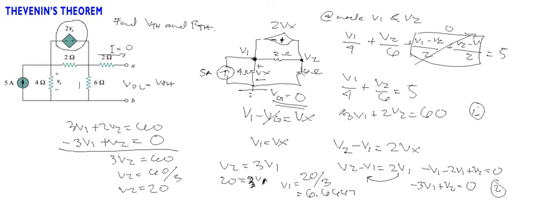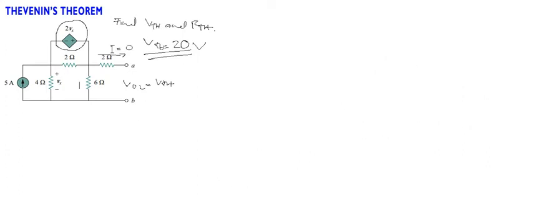Ang hinanap natin is actually yung V2 natin, kasi nga, we have this one which is in parallel with VOC. So, by conclusion, ang VTH natin is equal to 20 volts. Oh! 20 volts yung VTH natin. I-note natin yan. So, to continue our discussion, let's solve yung RTH natin.